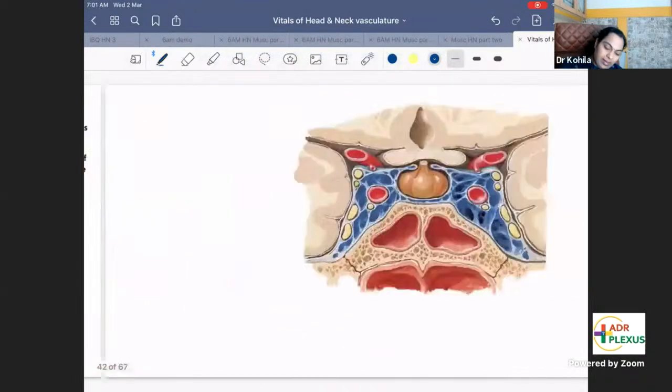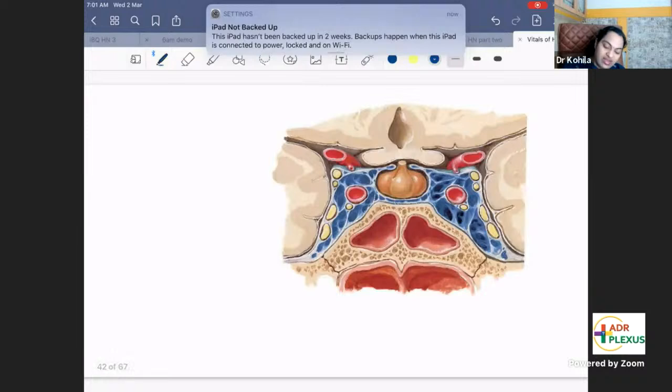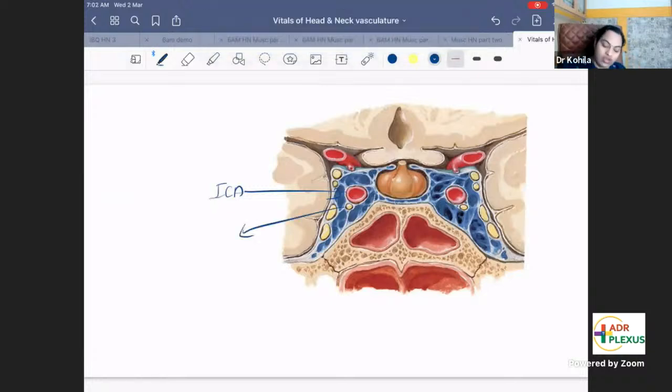Is that fine? So here you see the cavernous sinus. This is your internal carotid artery. Can you identify what is this nerve that lies infralateral to it in the floor? Very good, that's the abducent nerve.